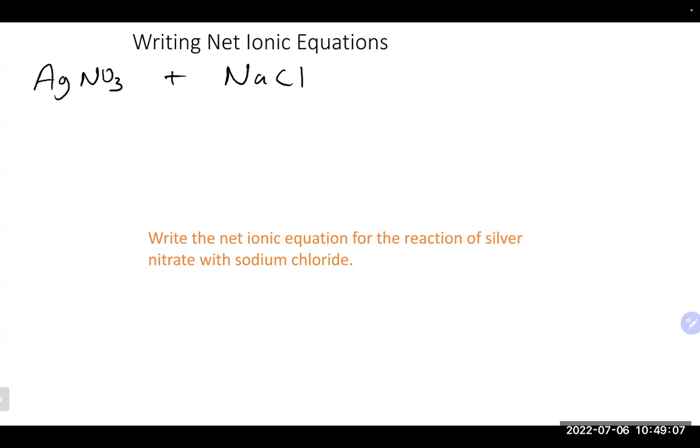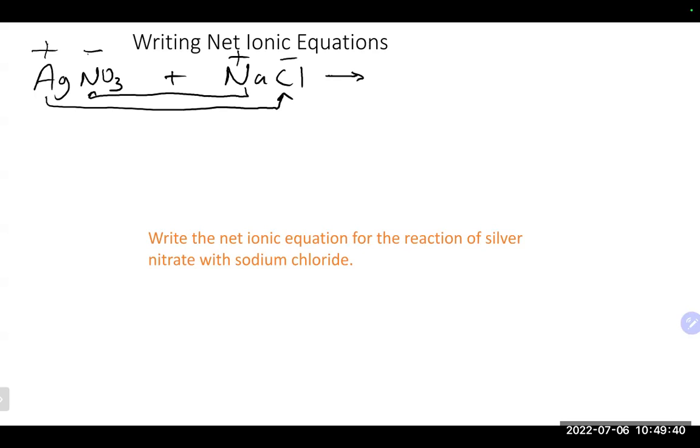Now, if you were not sure what is going on here in terms of what type of reaction, you should hopefully know that silver and nitrate are ions. So that is a positive guy and a negative guy. And sodium chloride is also an ionic compound, which means that's a positive guy and that's a negative guy. And that should scream to you that this is a double displacement reaction, which means on the right-hand side, what's going to happen is the silver is going to go hook up with the chloride, and the sodium is going to go hook up with the nitrate.